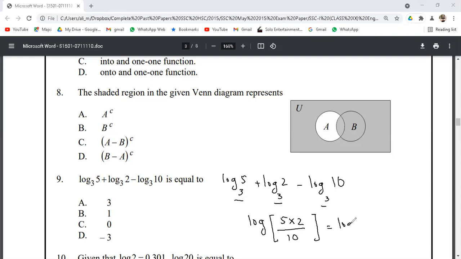So in the log's argument we will get 5 times 2 over 10, to the base 3, and 10 and 10 will cancel out, so we will get log of 1 to the base 3. And we know that log of 1 with any base is always equal to 0. So this whole expression is equal to 0. So for question number 9, the correct option is option C, 0.